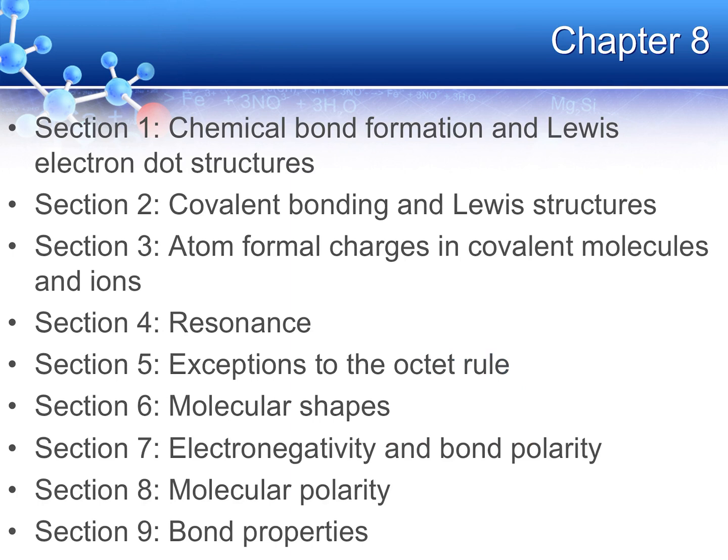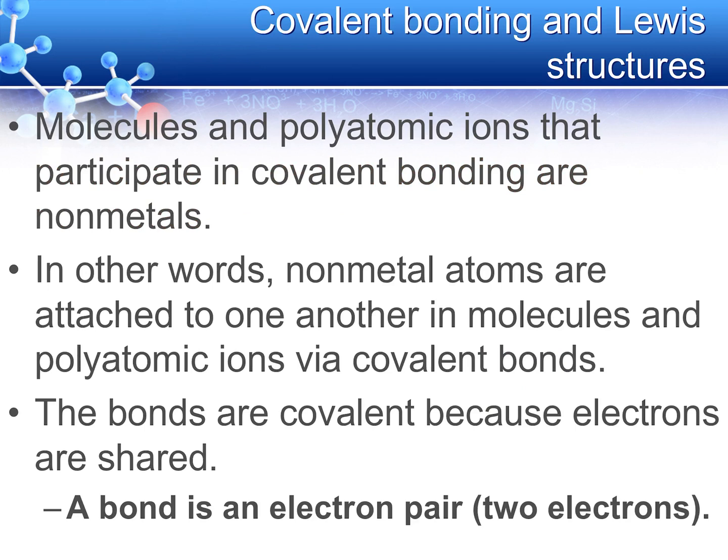Now we can go to the next section and look at covalent bonding and Lewis structures, and see how we can take atoms and put them together to form compounds. So we're focusing on covalent bonding now. Molecules and polyatomic ions that participate in covalent bonding are all nonmetals. When you see a molecule or a polyatomic ion composed of nonmetals, they are attached to each other via these covalent bonds. And again, the thing to remember is that the electrons that make up the bonds in covalently bonded compounds are shared.